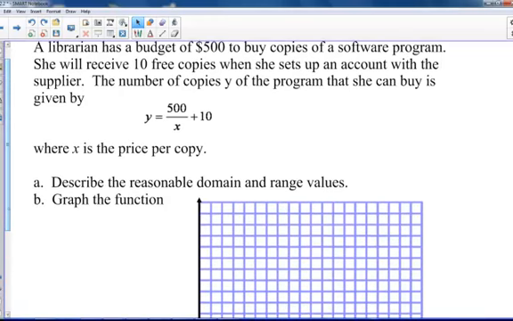All right, one more. A librarian has a budget of $500 to buy copies. She's going to get 10 free copies, and we're going to figure out the number of copies of the program that she can buy, where X is the price per copy.